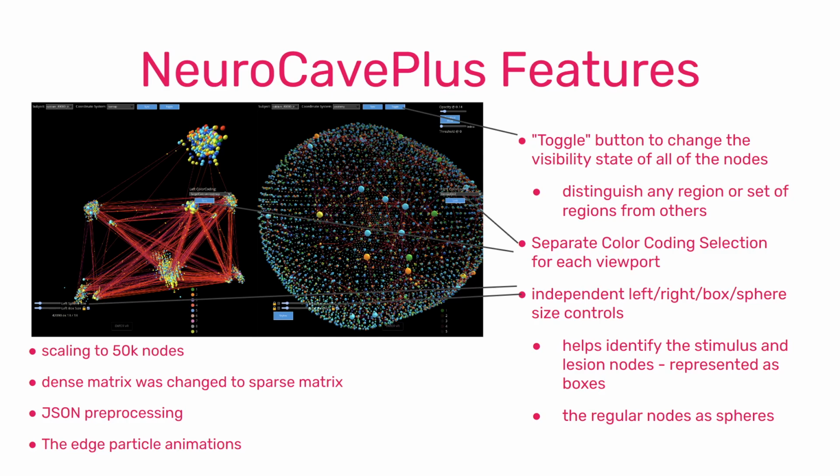We also added a toggle button to change the visibility state of all the nodes and to distinguish any region from any other regions, which helps with that. And there are also independent left, right, box and sphere size and scaling controls that help identify the stimulus and lesion nodes represented as boxes, and the regular nodes are represented as spheres, so you can control them independently in the left and right viewports.